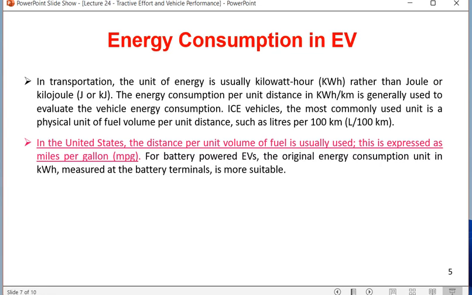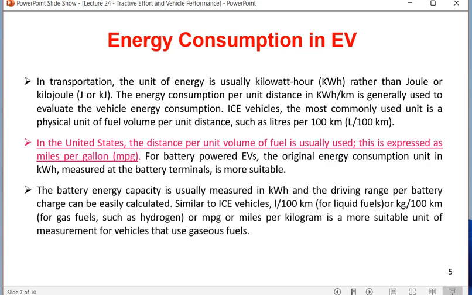For battery powered EVs, the original energy consumption unit is kilowatt hour, measured at the battery terminals, and it is more suitable. Battery energy capacity is usually measured in kilowatt hour, and the driving range per battery charge, that means once you charge the battery, how long will it go, is actually the most important parameter in case of EV. Similar to IC engine based vehicles, liter per 100 km is for liquid fuels, or kg per 100 km for gaseous fuels such as hydrogen, or MPG, that is miles per gallon or miles per kilogram, is a more suitable unit of measurement for vehicles that use gaseous fuels.